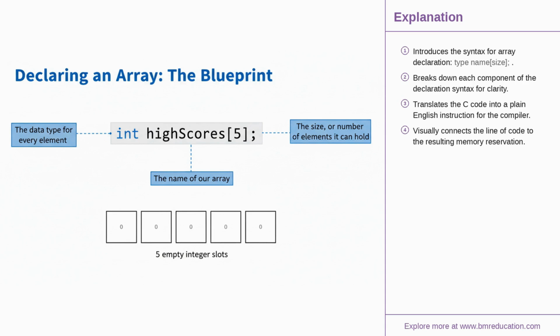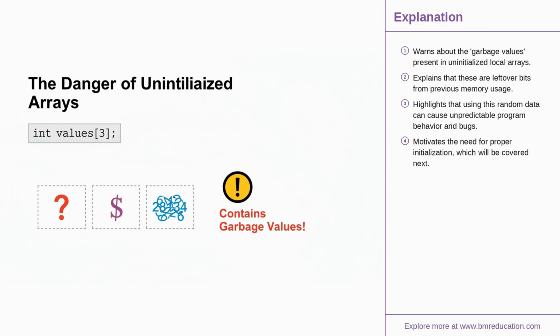A crucial point about declaration: if you declare an array but don't give it any initial values, what's inside it? The answer is garbage values. The memory is reserved, but it contains whatever random data was left over in that memory location. Using these garbage values can lead to unpredictable bugs. This is why initializing your array is so important.